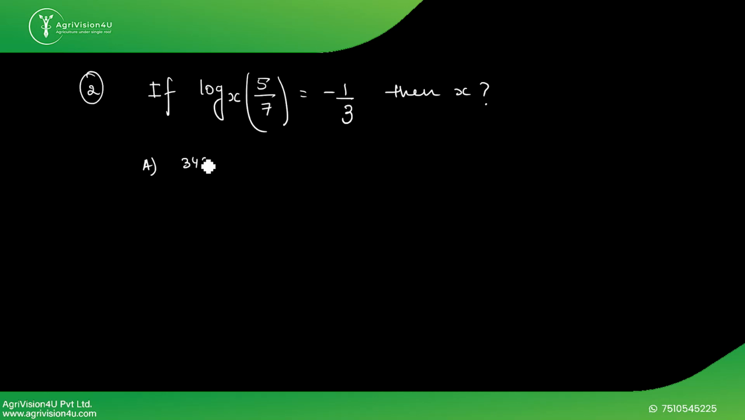Second, if log base x of 5 by 7 is equal to minus 1 by 3, then what is the value of x? Option A, 343 upon 125. Option B, 125 upon 343. Option C, minus 25 upon 49. Option D, minus 49 upon 25. Easy. And this is GATE 2015 previous year question.